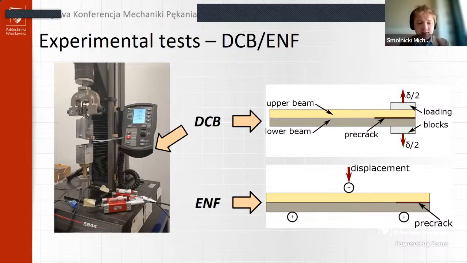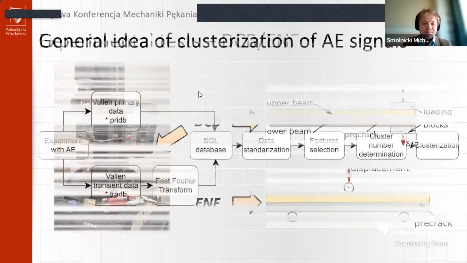They are realized on classic universal testing machines with some additional equipment. On the left image, you see the equipment from the double cantilever beam test. So we have also the sensors for acoustic emission. You can see also the preamplifier. This is basically the setup that was used.